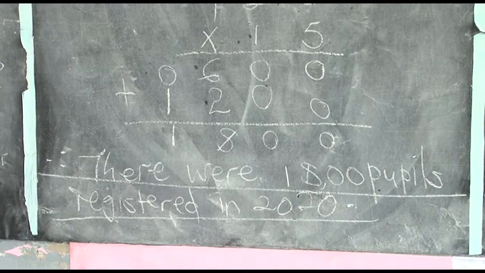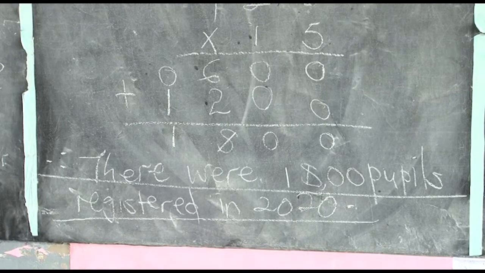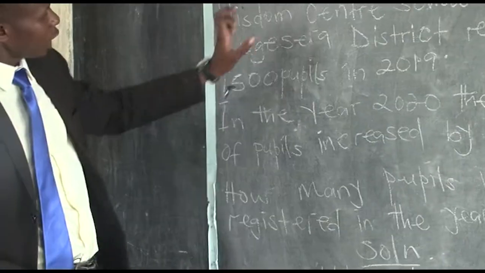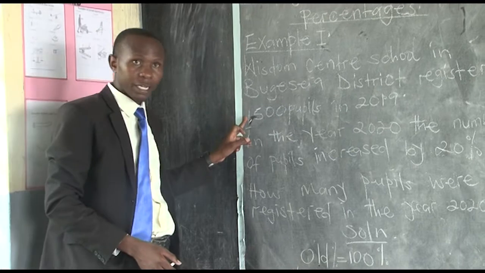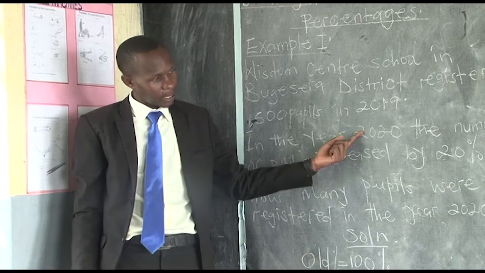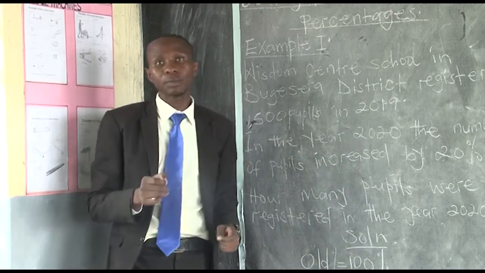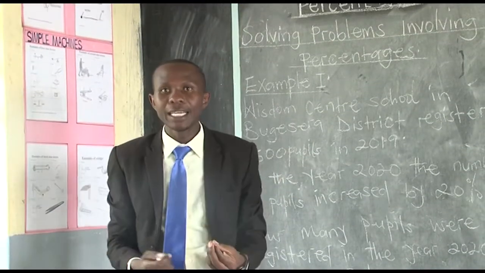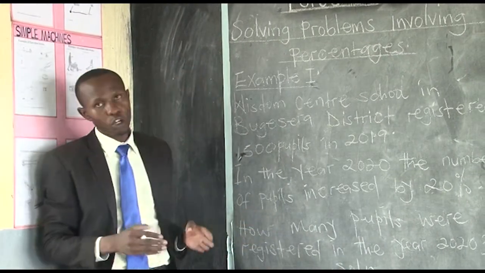So let's look at that. When we look at this, you realize that at first, the number of pupils in 2019 was 1,500. But when you come to 2020, we have 1,800. What does it mean? It means the number of pupils increased. And they increased by how many? By 300 learners or pupils.